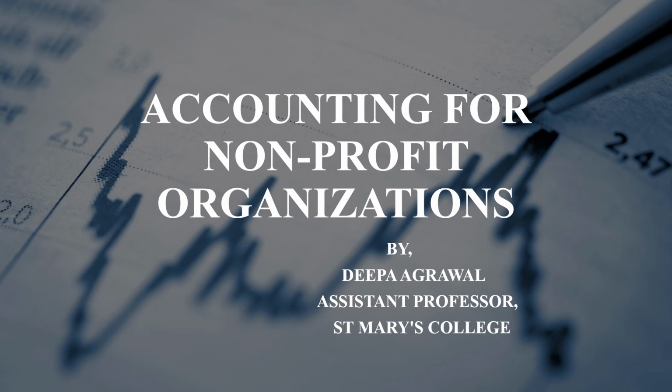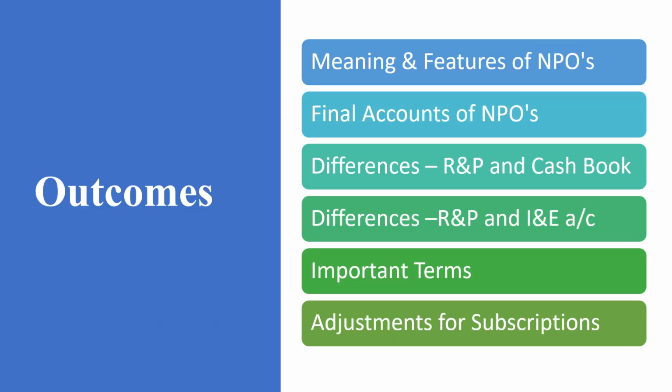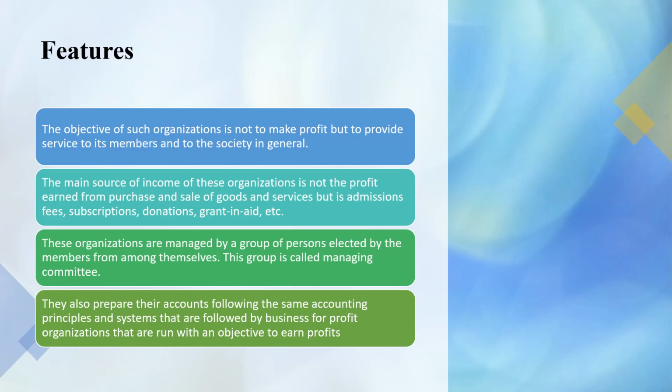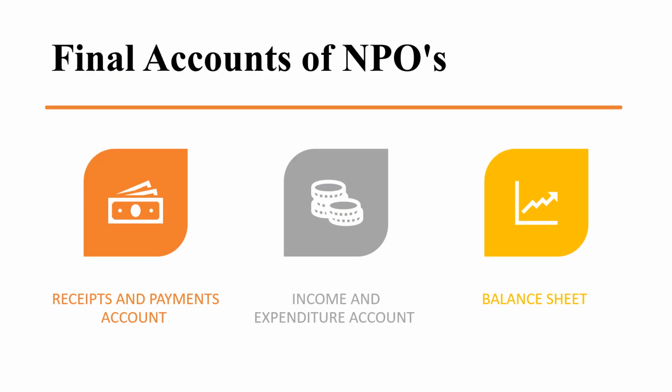We are back with a video on NPOs, and in this video we will continue about the final accounts for non-profit organizations. As we have discussed earlier, we know what an NPO is. These are the organizations which are established not for earning profits but for rendering service to the society. Examples are hospitals, charitable institutions, educational institutions, etc. We have already discussed the features of the NPOs, so we will come to the final accounts of NPOs, and in the current video we will discuss the income and expenditure account.